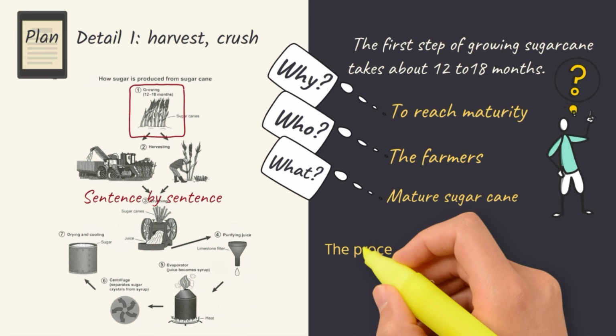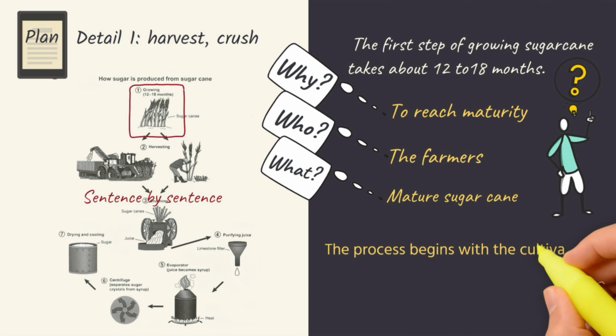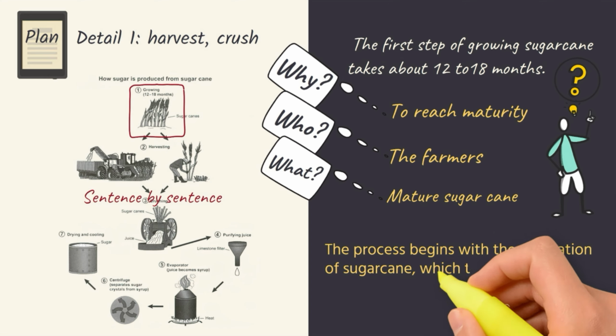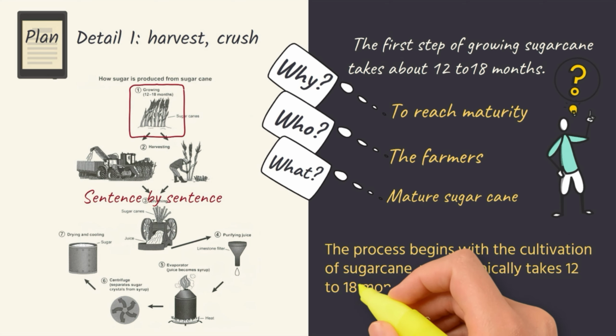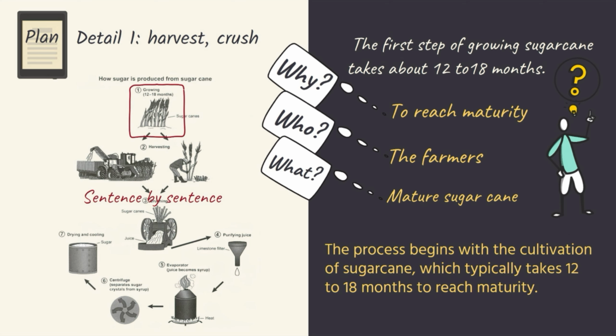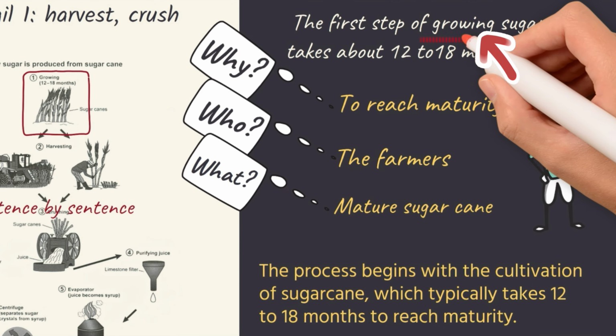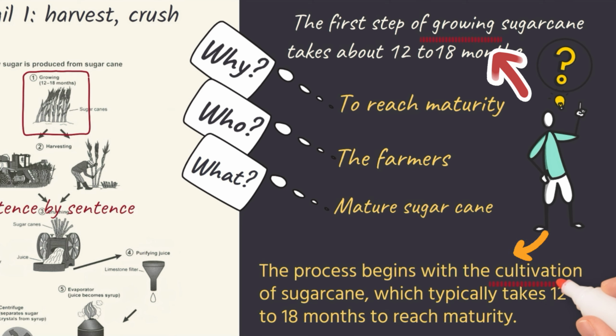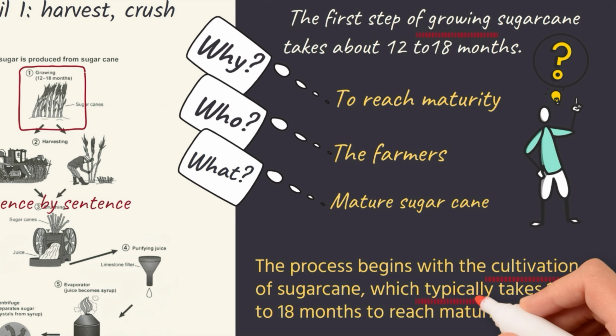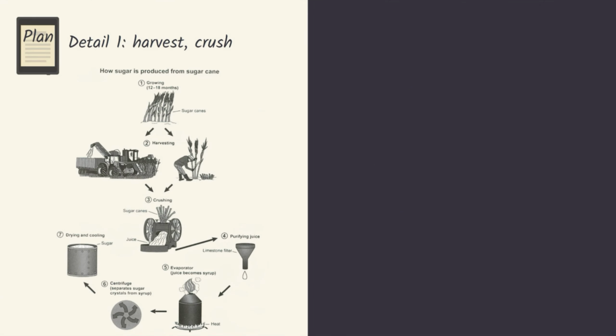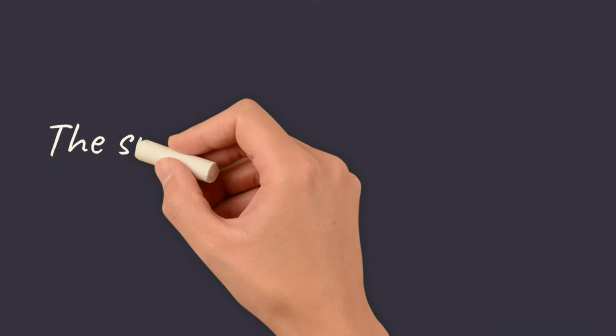Now let's look at the sentence after adding details. The process begins with the cultivation of sugarcane, which typically takes 12 to 18 months to reach maturity. Notice that I replace grow with cultivation, add an adverb before the time, and then state the reason, until the crop matures. These steps make the sentence longer. Did you get that? Easy, right? Next sentence.